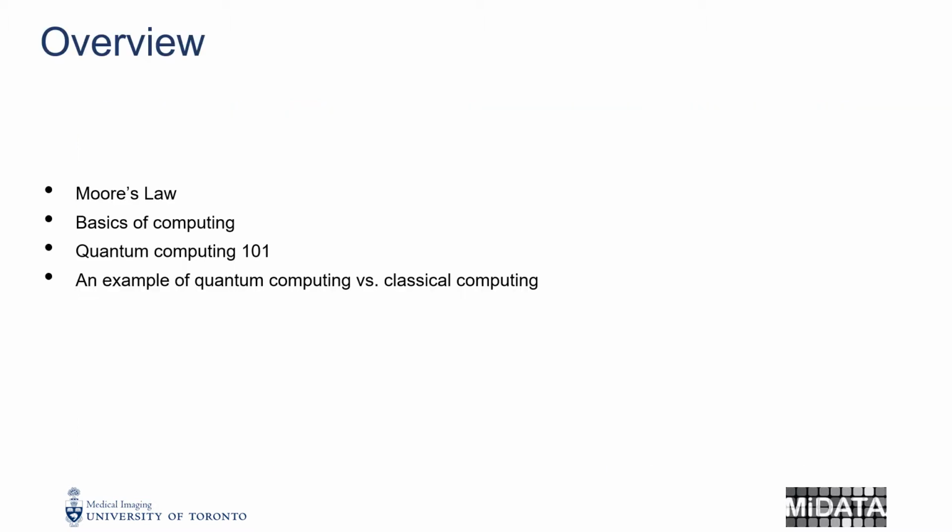Just a brief overview of the lecture. We're going to be talking about Moore's Law, how technology is finally reaching its physical limits, the basics of computing, what makes up a computer, quantum computing 101, a quick primer into what quantum computing is and how it can be useful for the machine learning and AI community. And finally, we're going to use an example of quantum computing versus classical computing to illustrate the potential advantages of quantum technology.